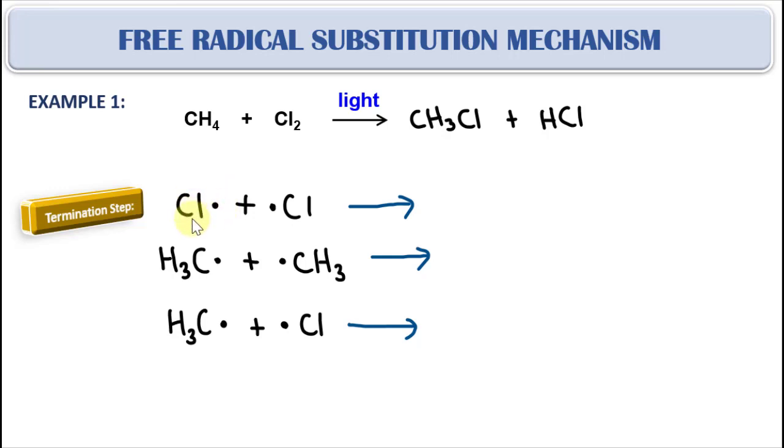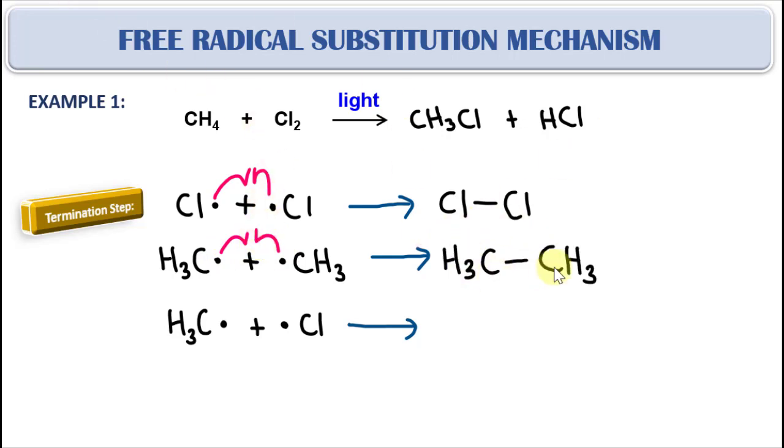The first one is the chlorine radical combining with another chlorine radical to form the chlorine molecule. The second way is the methyl radical will react with another methyl radical, so they combine together to form another alkane molecule, which is ethane in this case. And last but not least, the methyl radical can react with the chlorine radical to form the haloalkane. So the haloalkane will form in the propagation and also the termination step.